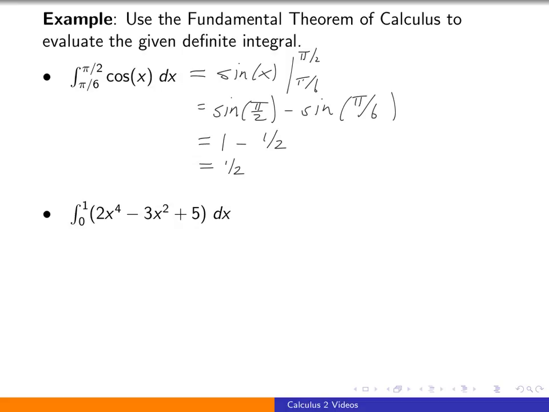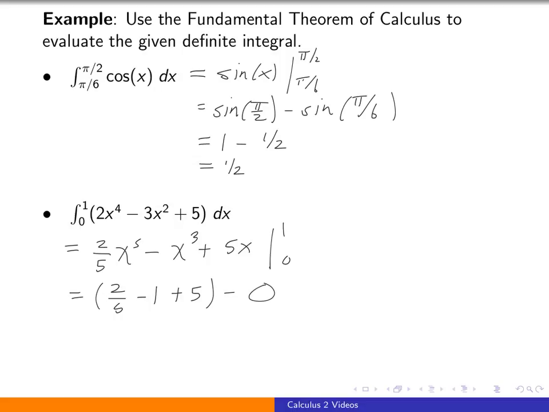So one additional example. So anti-differentiating term by term, 2/5 x to the 5th minus x cubed plus 5x from 0 to 1. So we plug in 1, 2/5 minus 1 plus 5. We put a minus sign, we plug in 0. And when you plug in 0, you get back 0. So 2/5 plus 4 would combine together to be the fraction 22 over 5.